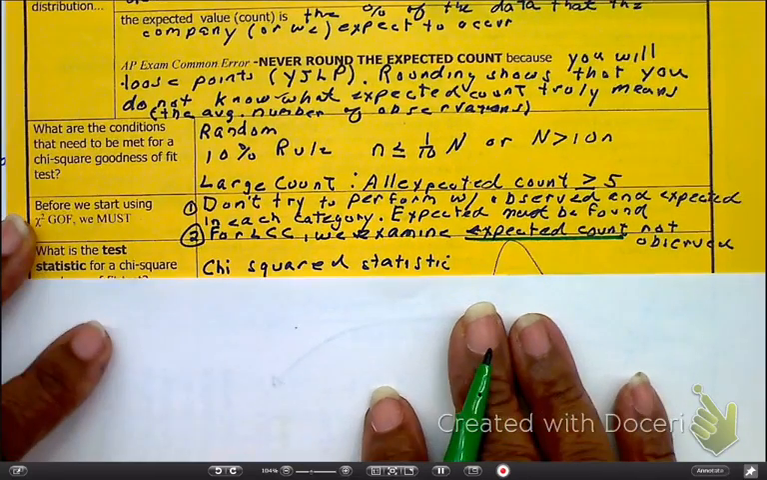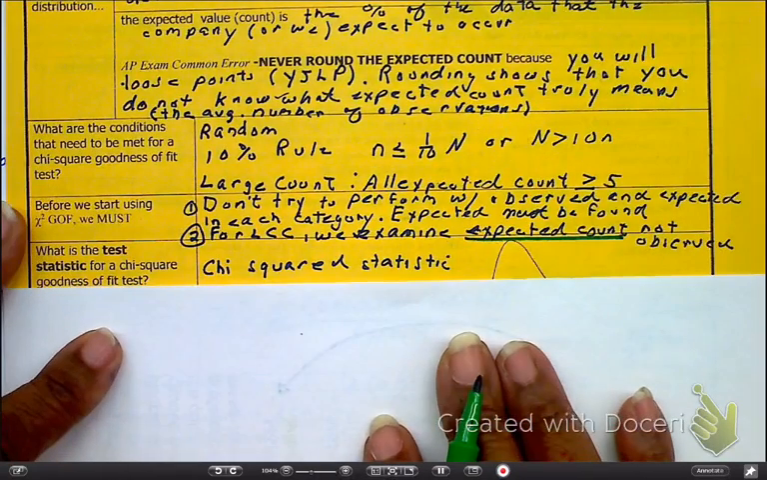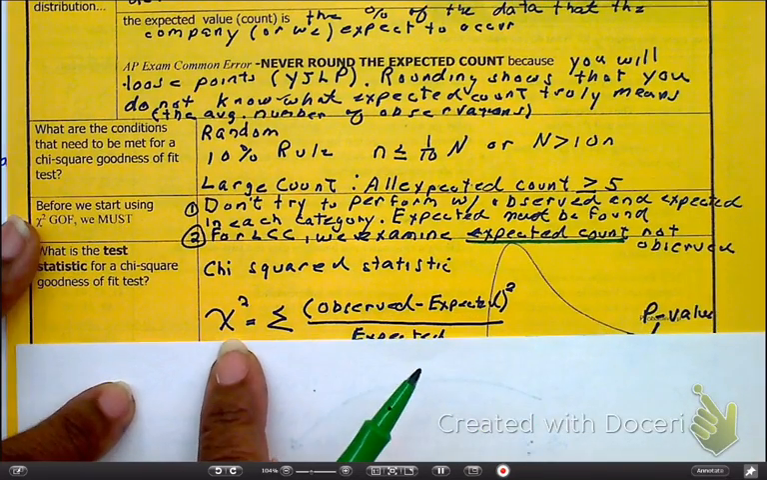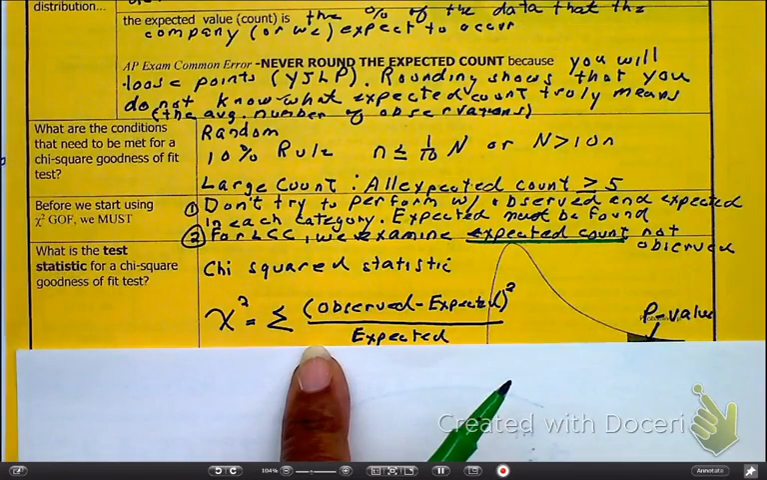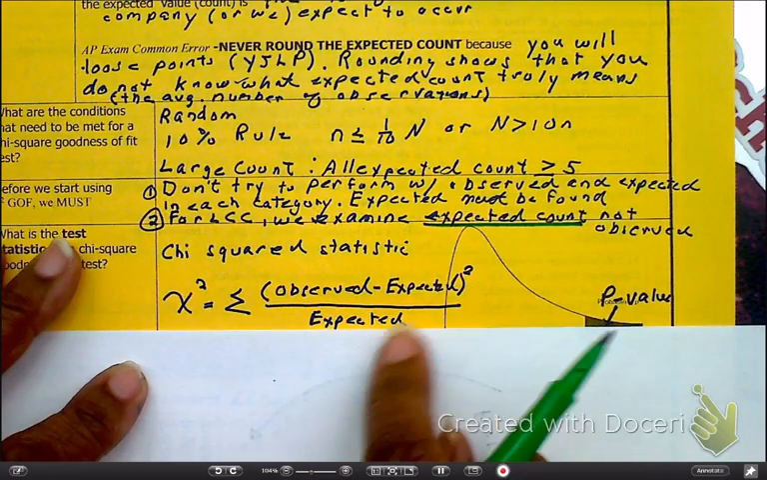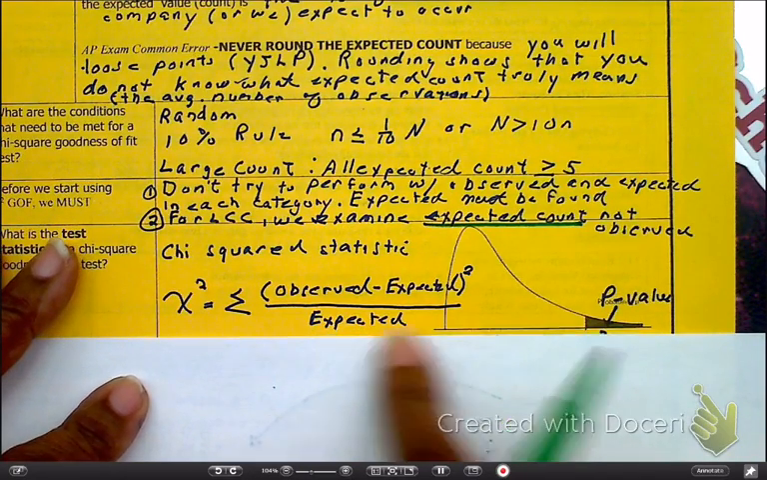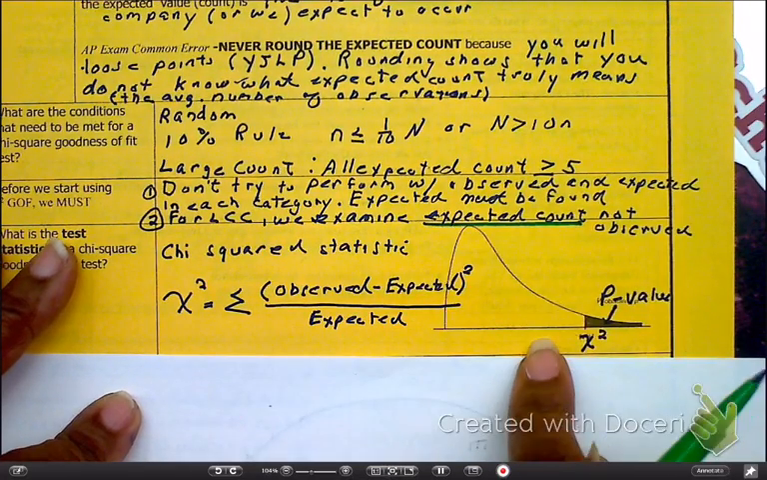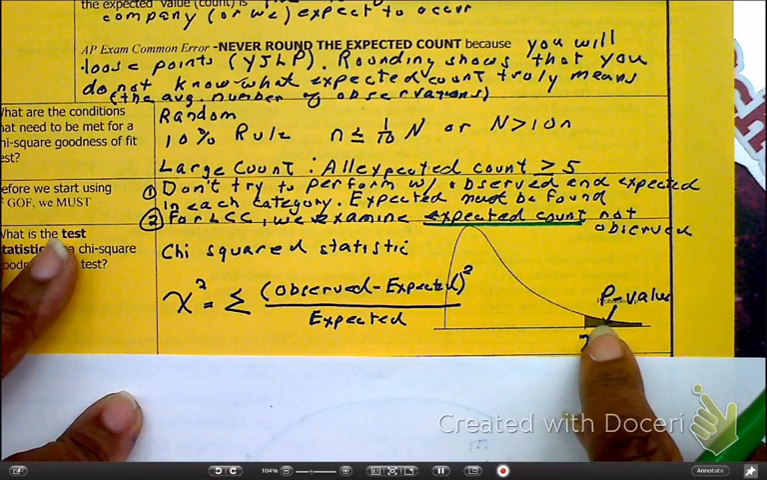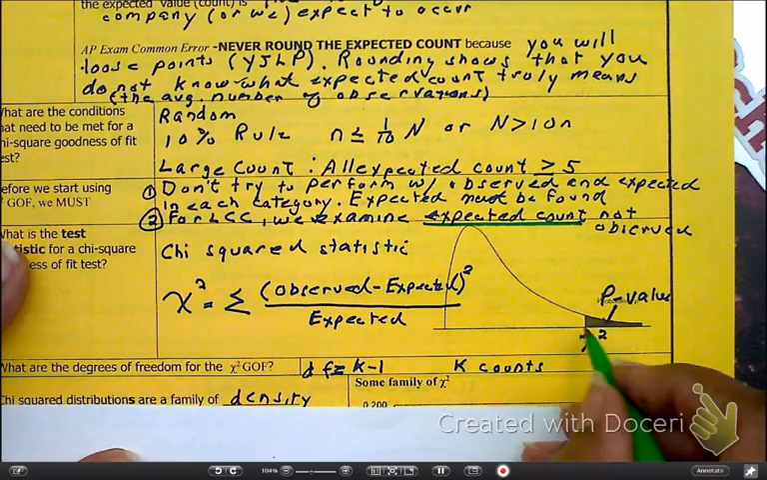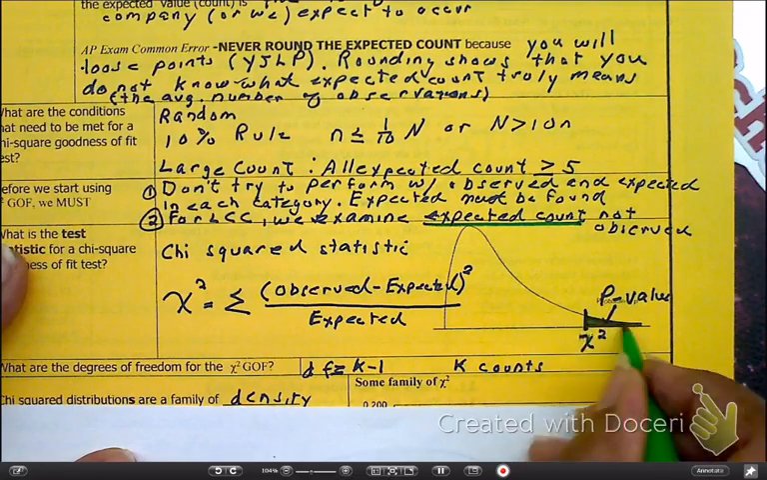Well, let's talk about what the chi test is, and then we'll see how expected count fits into that. So here's the chi-square statistic, and the chi-square symbol is right there. There's your Greek. The chi-square equation is the summation of the observed minus the expected, squared, divided by the expected. As we look at our values right here, our P value is over here, and our chi statistic that we're going to calculate is over here.